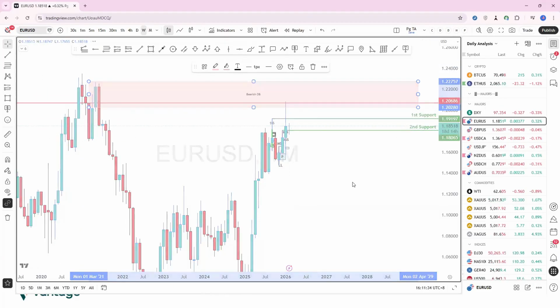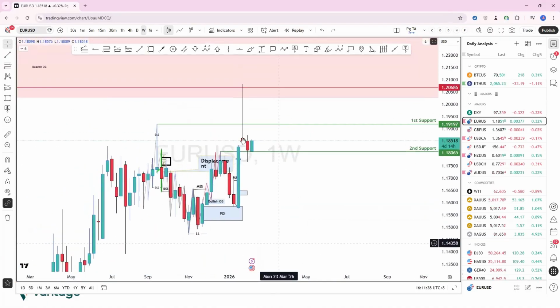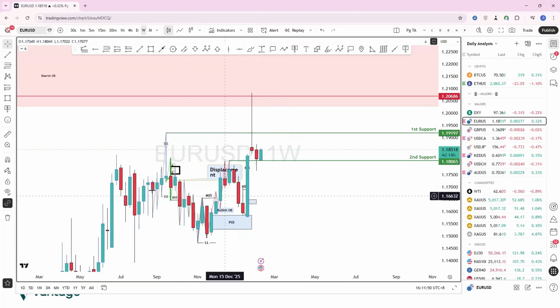Okay, you go to the weekly time frame. You're going to see that the weekly has strong rejection. Last week still closed with a bearish candle, but right now this is the support level in the lower time frame. We're going to see that later.